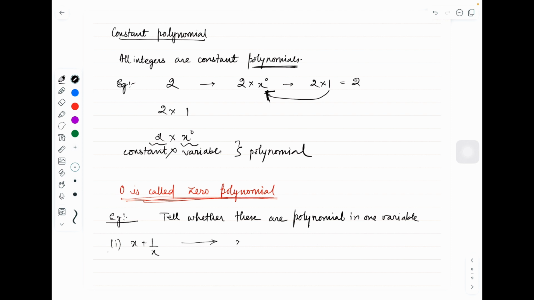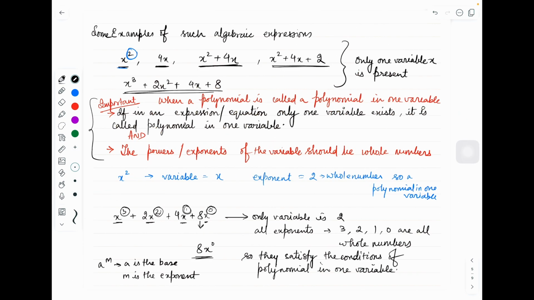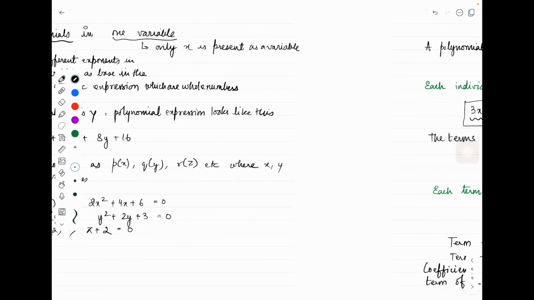See, x plus 1 by x can be written using the laws of exponents. In the previous number systems video, I have already told you about these properties. X to the power minus 1 can be written as 1 by x. So 1 by x we can write as x to the power minus 1. How are we going to know whether it is a polynomial in one variable? Only one variable should be present, and the exponents of the variable over the whole expression should be whole numbers.